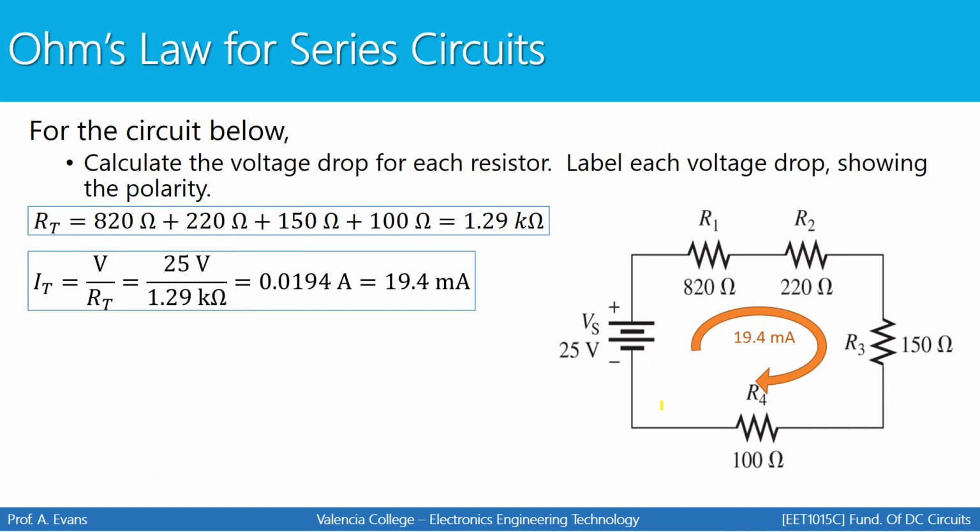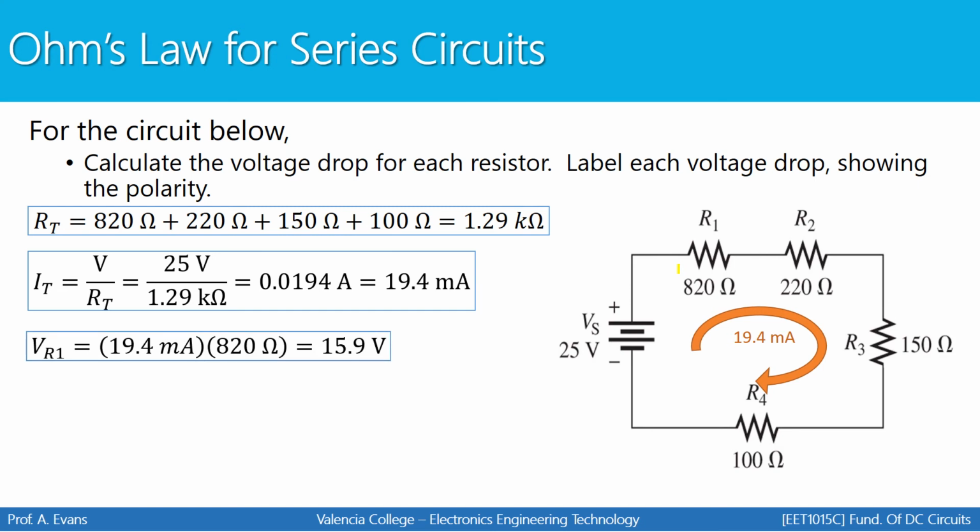Now we're going to calculate the voltage drop for each resistor. And we're also going to label each voltage drop showing the polarity. Now, in order to find the voltage drop for a single resistor, we simply have to take the current going through that resistor times its resistance value. Since this is a series circuit, the current through all of these resistors has to be the total current, which we've already found. So to find the voltage drop across a single resistor, we're simply going to take the total current and multiply it by each resistor value.